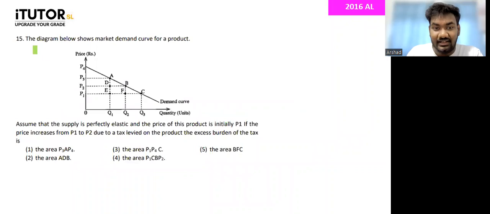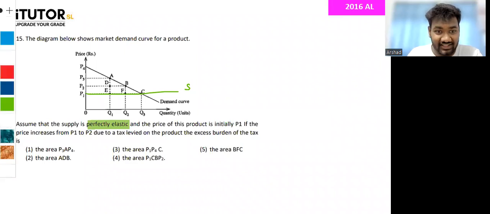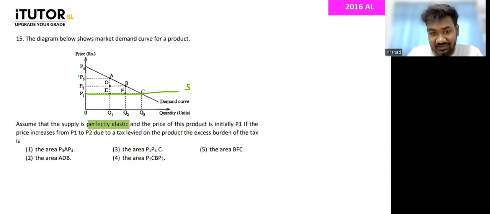Easy one. Diagram below shows the market demand for a product. Assume that the supply is perfectly elastic and the price of the product is P1. That means there has been a perfectly elastic supply curve like this. If the price increases from P1 to P2 because of a tax, now this is what we already learned. Now there is a tax, so this went from P1 to P2. Now this is S plus T.